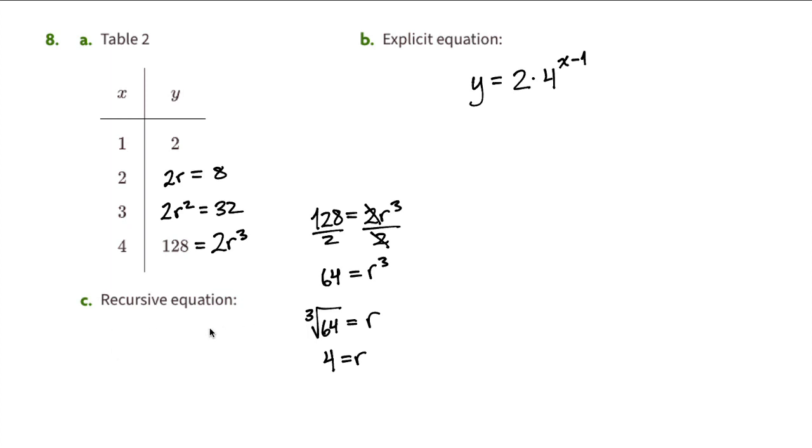The recursive equation is, to get our y value at a given x value, we take the y value at the previous x value, and we multiply by our common ratio, which is 4. So this is multiplied by 4. And of course, with a recursive equation, we always want to give a starting value, y at 1, when x is 1, is equal to 2, that first value.